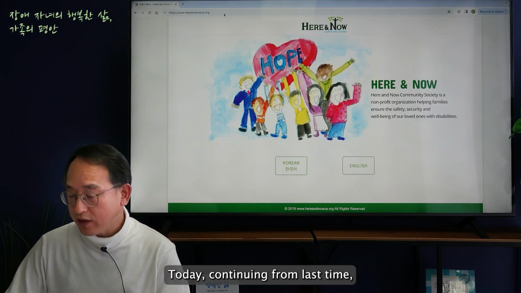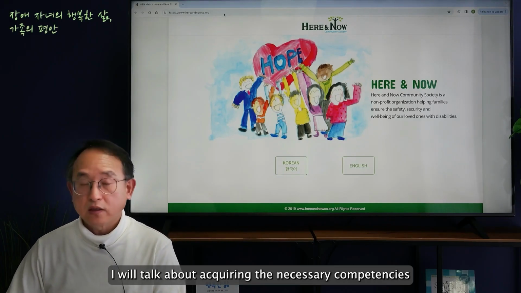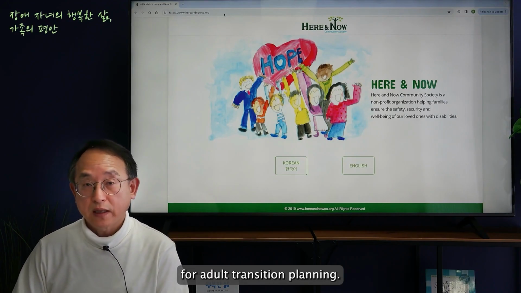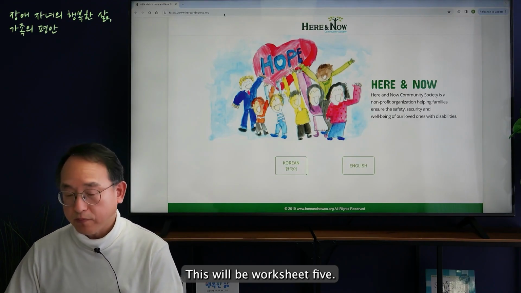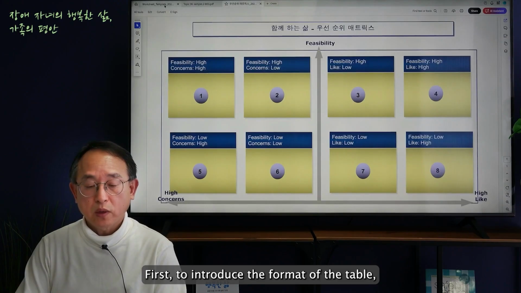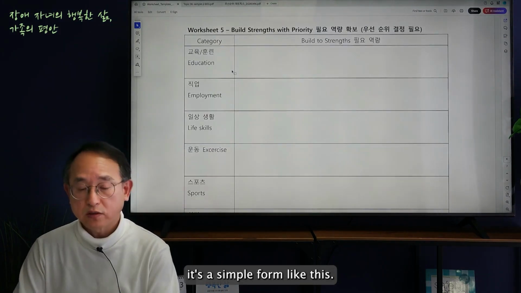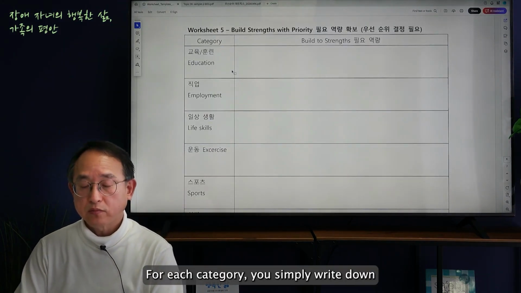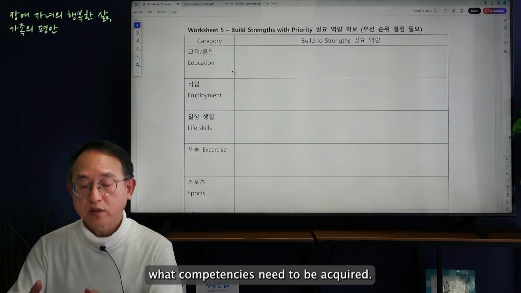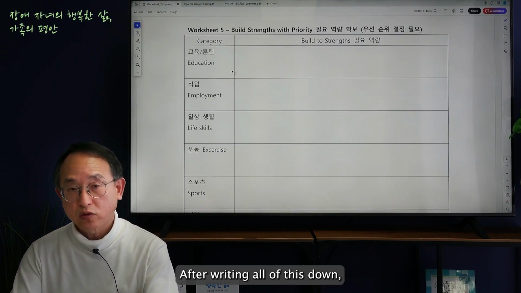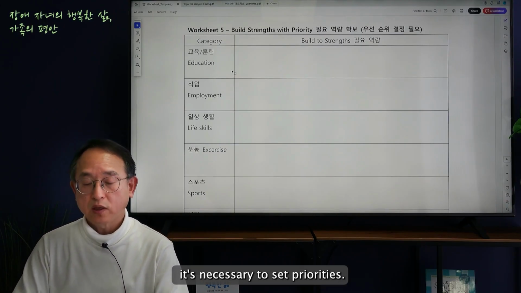Today, continuing from last time, I will talk about acquiring the necessary competencies for adult transition planning. This will be workshop 5. First, to introduce the format of the table, it's a simple form like this. For each category, you simply write down what competencies need to be acquired. After writing all of this down, it's necessary to set priorities.